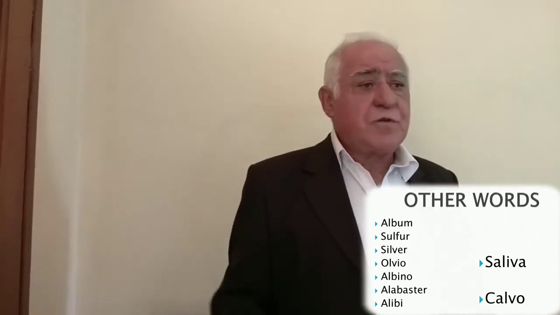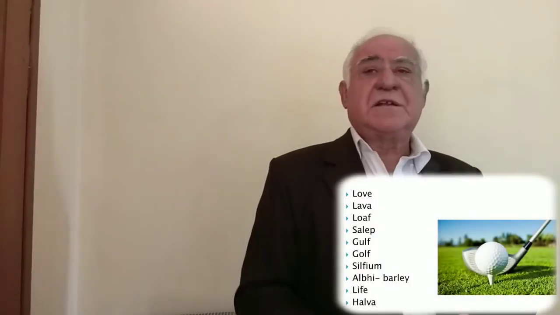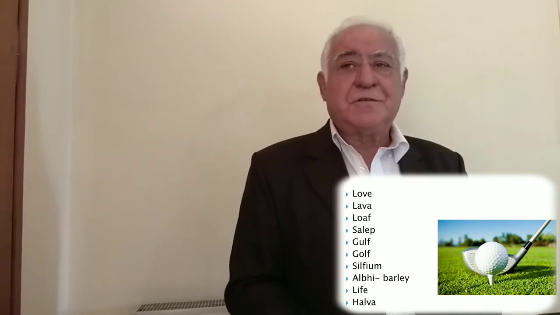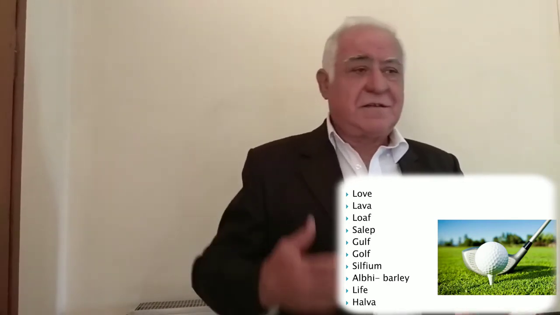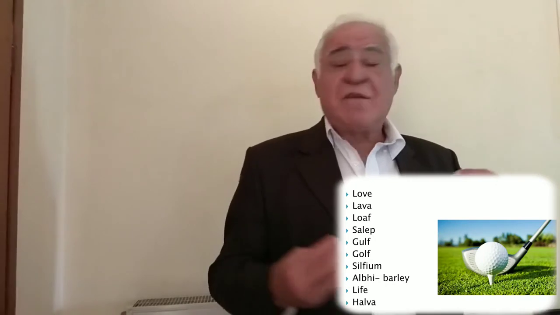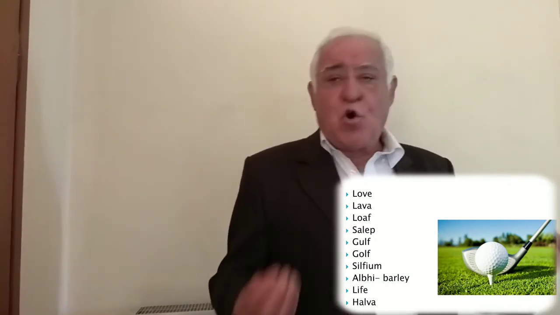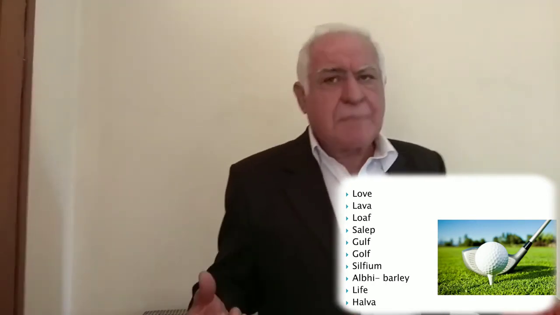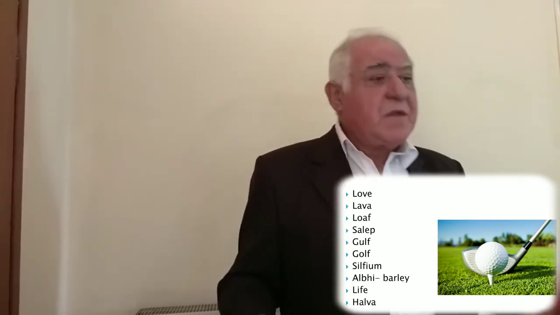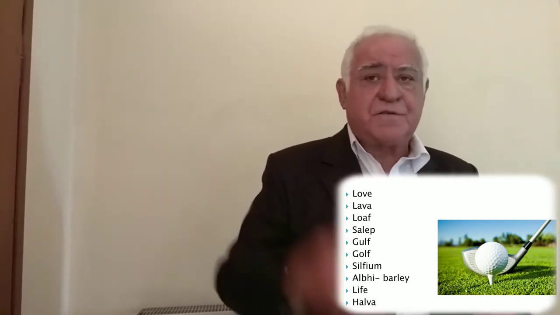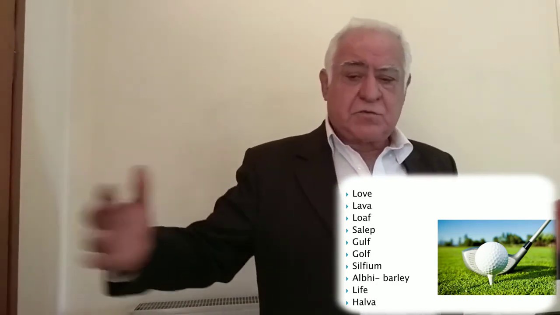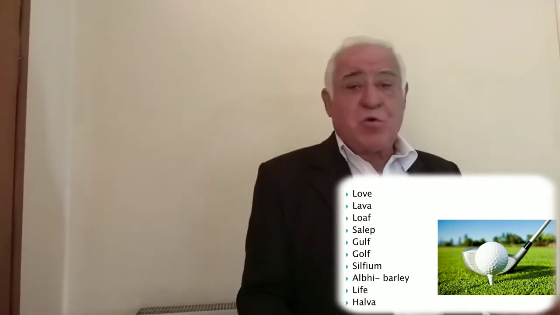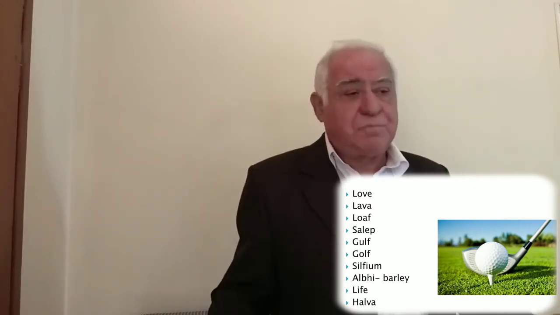And we'll go on with the word love. Of course, in a metaphorical sense, love is just a word for brightness and whiteness and living and all that. And then we have lava, self-evident. A loaf of bread can be white. And then salep is an Arab drink, and it's very white. And then we have the Gulf of Mexico, because all that water reflects back the sun's rays, and it's white. And then we have golf, and you can see the golf ball is white.